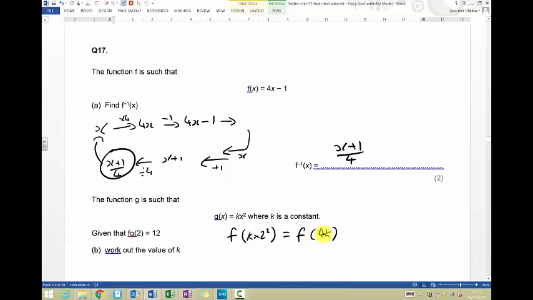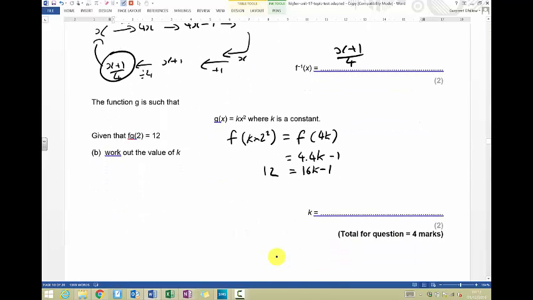And if we put 4k into f, we just replace that x with a 4k. So that makes 4 times 4k minus 1, which is 16k minus 1. They're telling us the answer to that is 12. And so 13 equals 16k, and k is going to be 13 over 16.